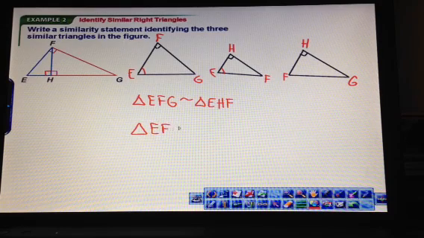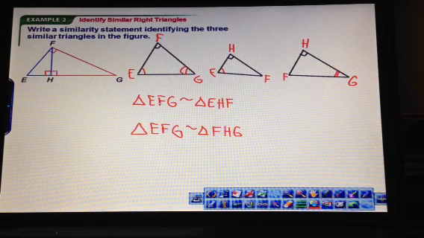EFG, is similar to this third triangle. They both have a right angle, and then they share angle G. And remember, angle is one way to show triangle similarity. So we can say triangle EFG is similar to triangle FHG.